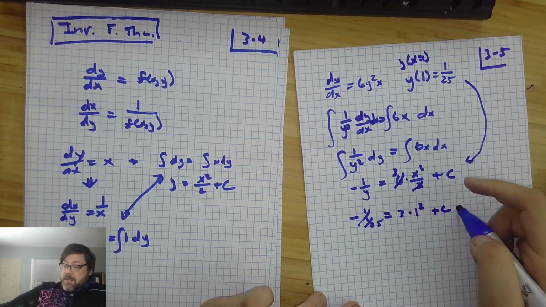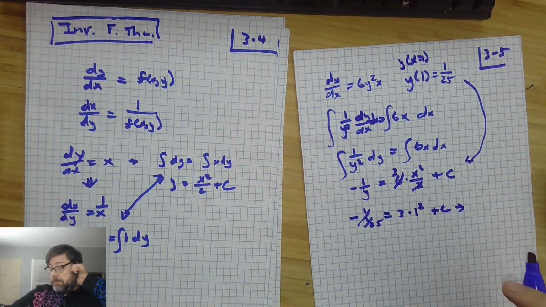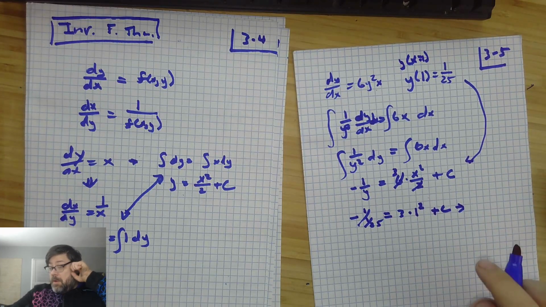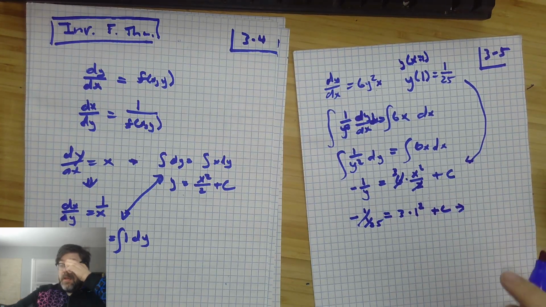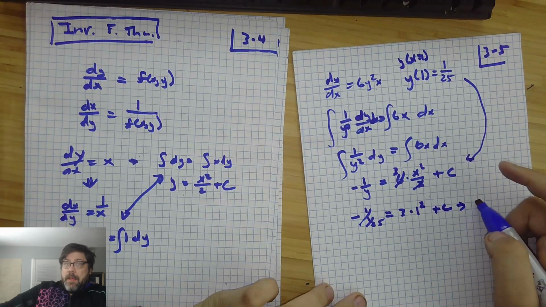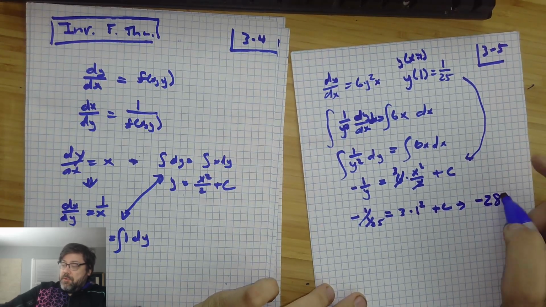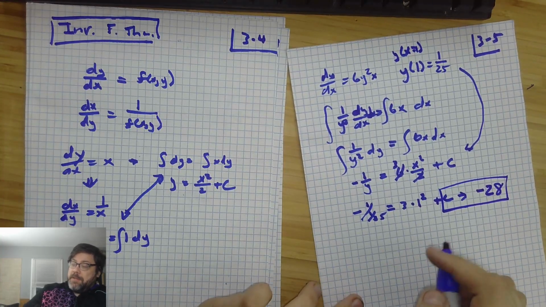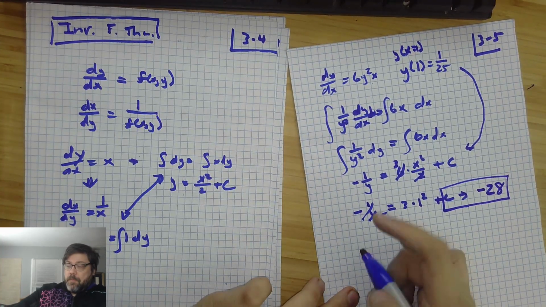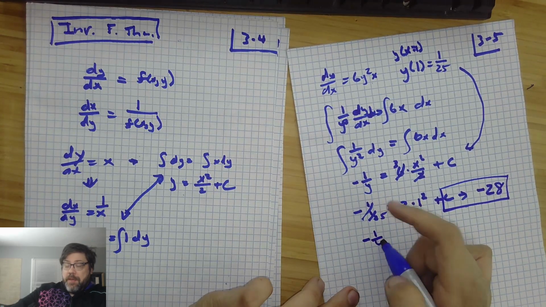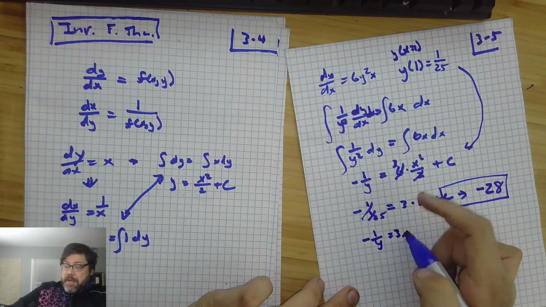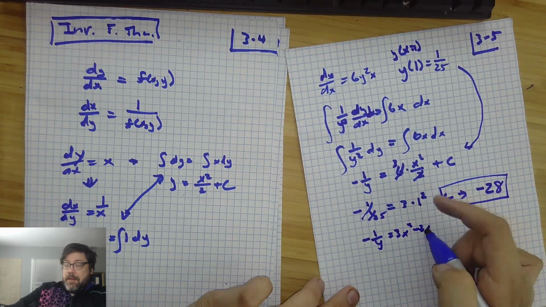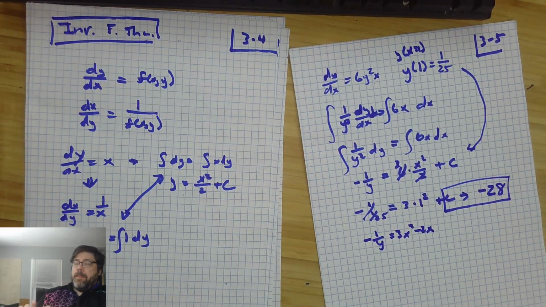Solving this for c gives me minus 25, 3, so 28. So this is going to be minus 28 for c. That means my solution is going to be minus 1 over y equals 3x squared minus 28, right?